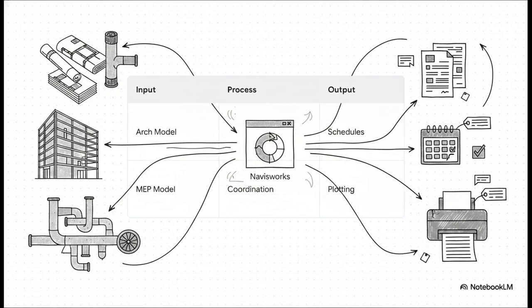You take your various inputs, those architectural, structural, and detailed MEP models, and you feed the whole shebang into processing software like Autodesk Navisworks. This acts as your ultimate multidisciplinary arena. And what you get out of it isn't just a cool 3D view, it outputs highly accurate construction documentation, complete with schedules, and flawless sheet plotting that's ready to hand over to the site contractors.